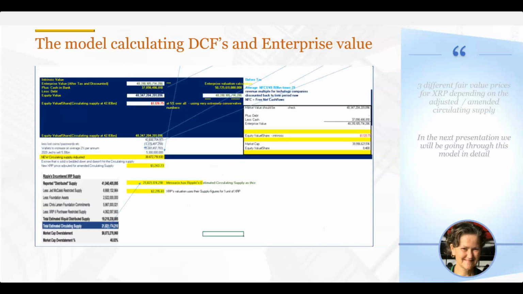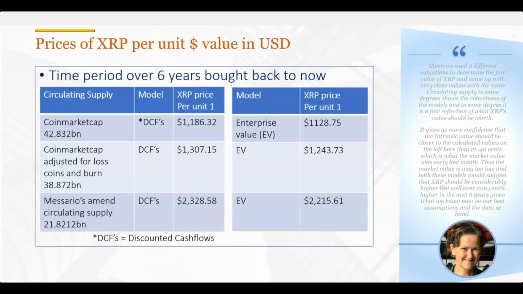So if we go to the enterprise value model, we also had the same circulating supply, and we calculated 3 different XRP values as well. I've gone into quite a lot of detail on this model as well, so just look at previous lectures for that. And what we came up with at the end of the day was very interesting.